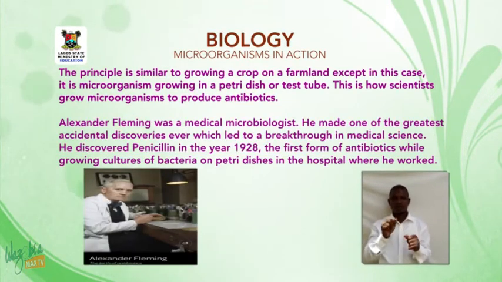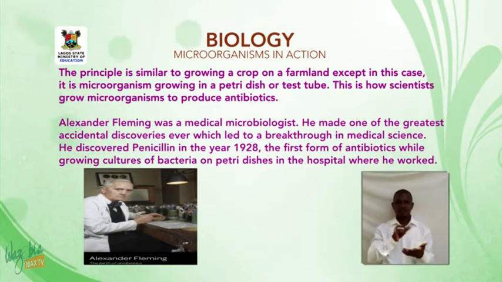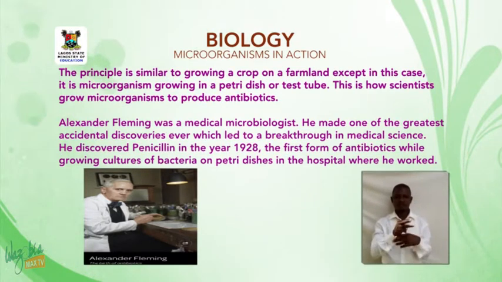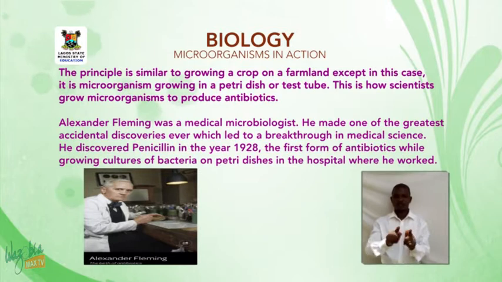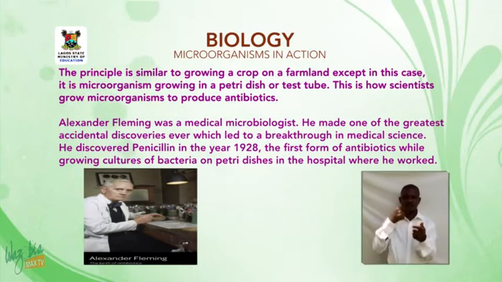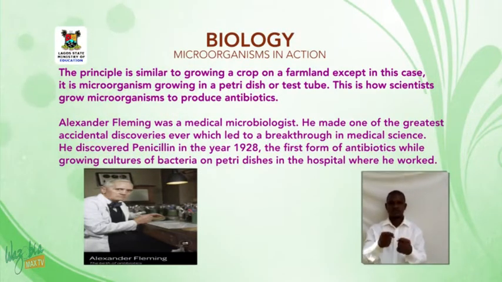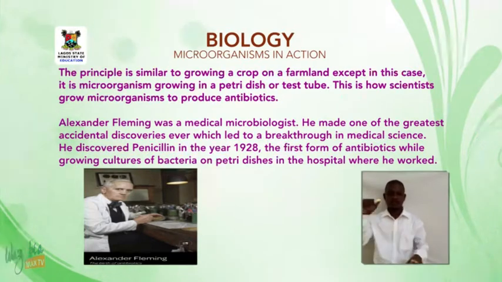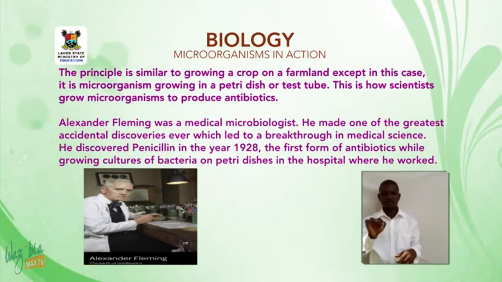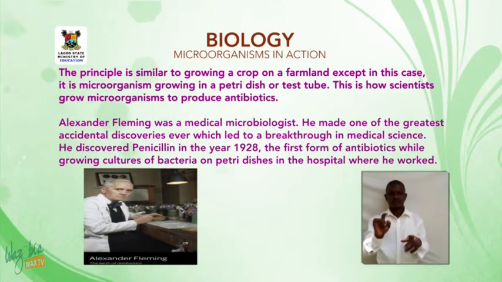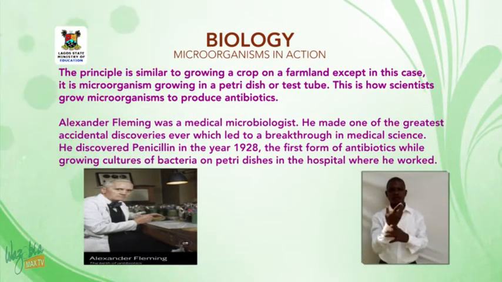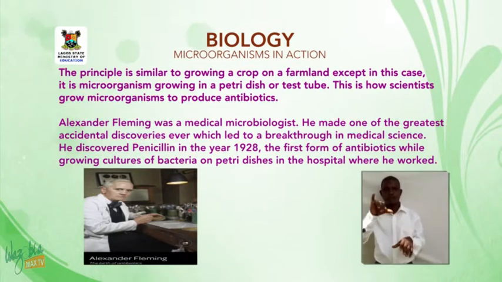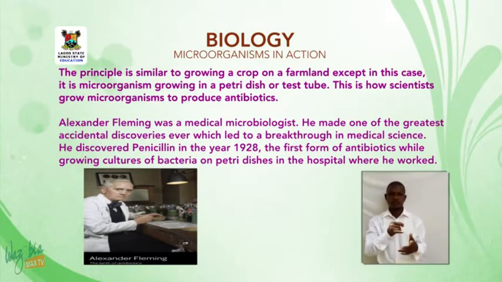Alexander Fleming was a medical microbiologist. He made one of the greatest accidental discoveries ever, which led to a breakthrough in medical science. He discovered penicillin in the year 1928, the first form of antibiotics, while growing cultures of bacteria on petri dishes in the hospital where he worked.